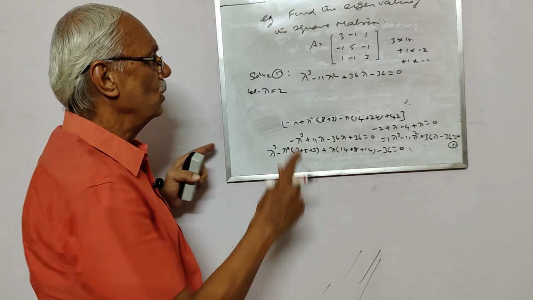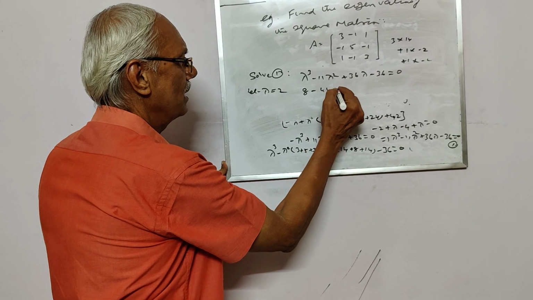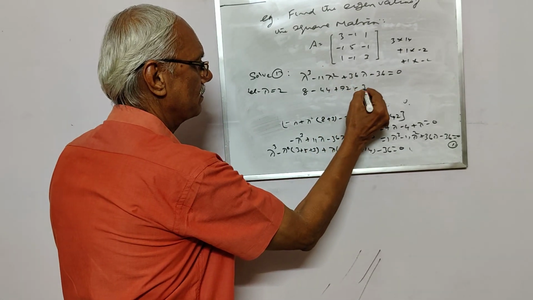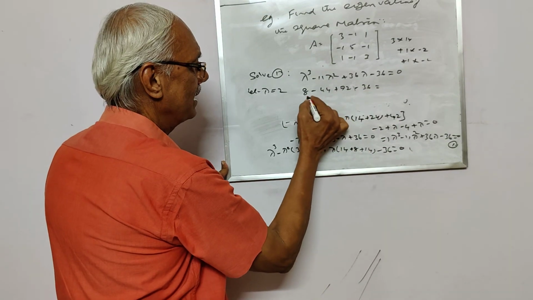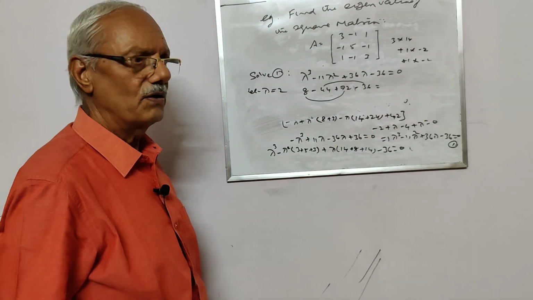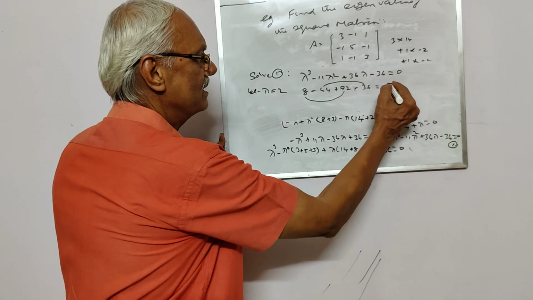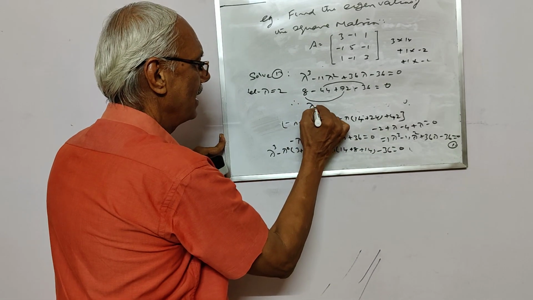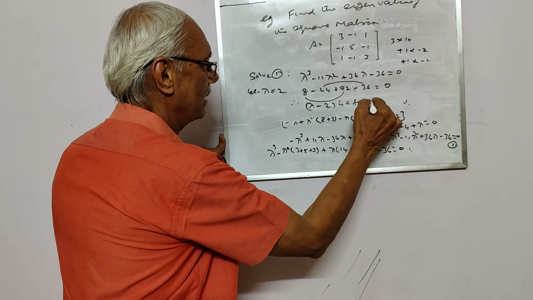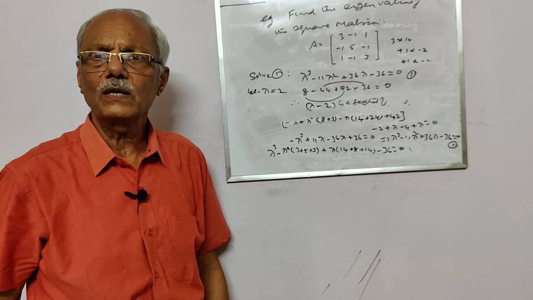Take lambda is equal to 2. So what is that you will get? It is 8 minus 44 plus 72 minus 36. Now add this. 72 plus 8 is 80. 36 plus 44 is 80. So this is plus 80 minus 80. This is equal to 0. Therefore, lambda minus 2 is a factor. So it is a factor.